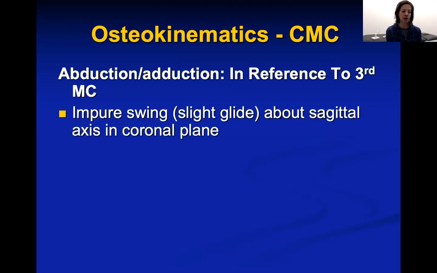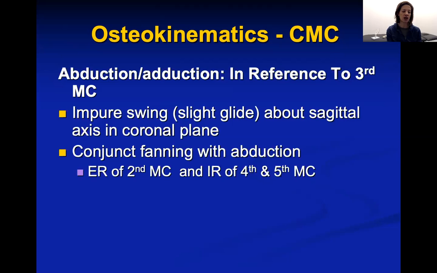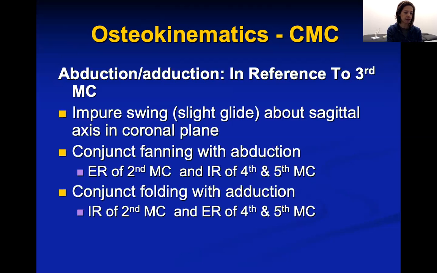Abduction in reference to the third metacarpal. So the abduction, we talk about adducting to the third, and there's an impure swing because there's a little bit of rotation that happens with that. So conjunct fanning with abduction, fanning is the rotation, and then same with the folding as well, if we go like that or like that, you can see. So there's conjunct folding with adduction and conjunct fanning with abduction.